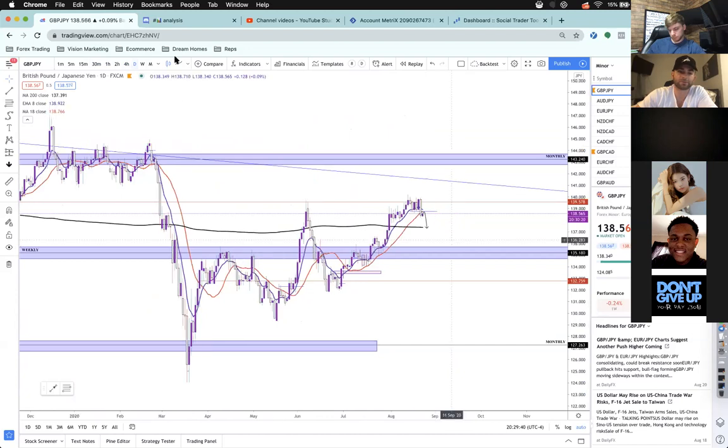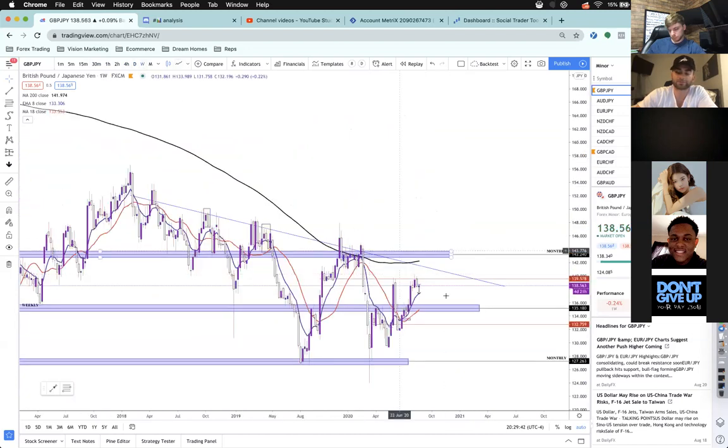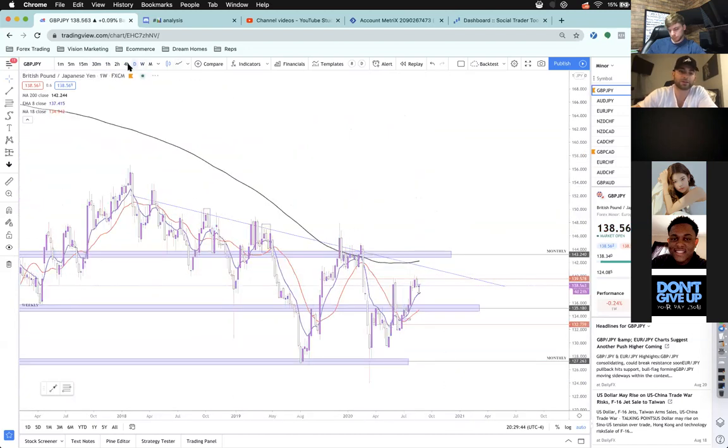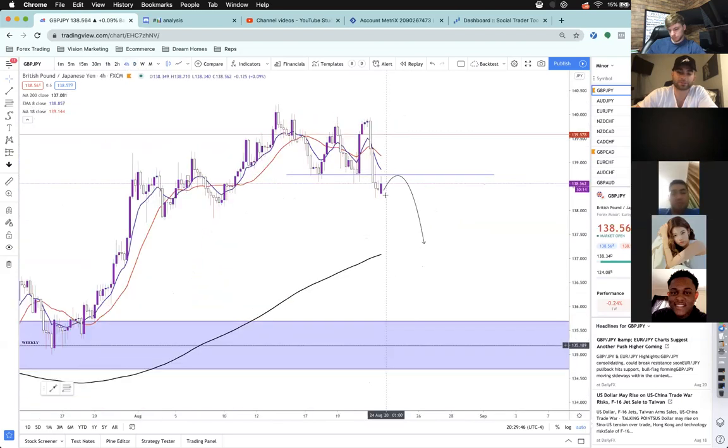So 4-hour time frame below is bearish. Daily time frame is bullish. Weekly time frame is bearish. I'm going with being bearish right now. So we'll see if we find some resistance right here so we can get in on a little short opportunity.